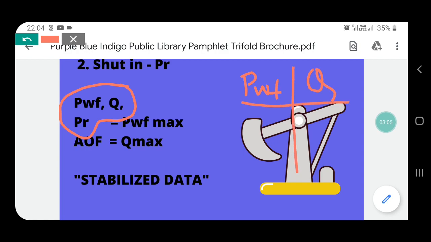Now since we have that equation, by assuming several values of PWF, with the help of that equation you will be able to obtain the corresponding values of flow rates. So now you have a large number of values of PWF and Q. By using these sets of values, you will plot them and you will obtain your IPR curve.